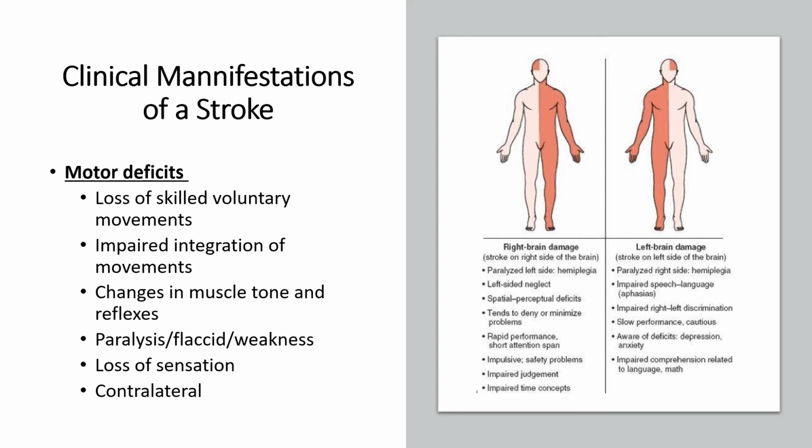Now, if there's an infarct on the left side of the brain, patients will, of course, have the right-sided hemiplegia. They tend to more have speech issues, so they'll be more aphasic. Impaired right and left discrimination. They'll be more slow and cautious. They are aware of their deficits, which can lead them to more depression and anxiety. And they develop impaired comprehension related to language and math.